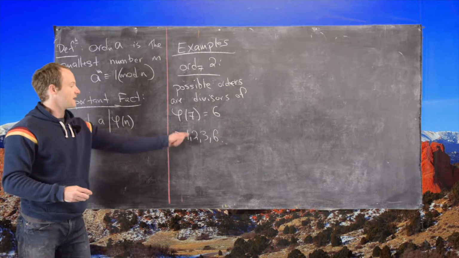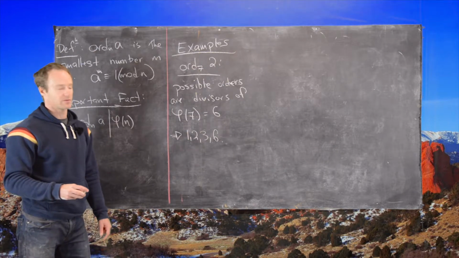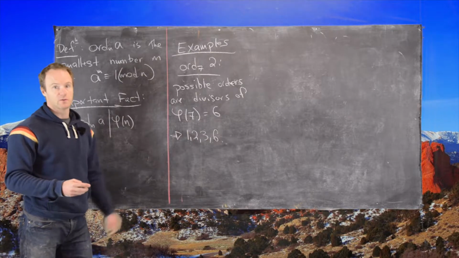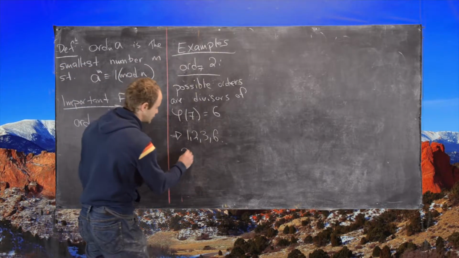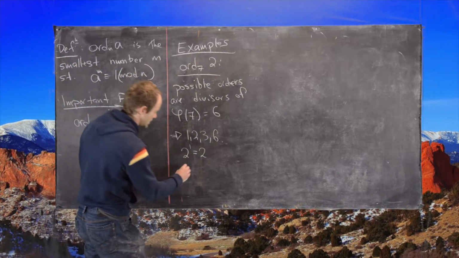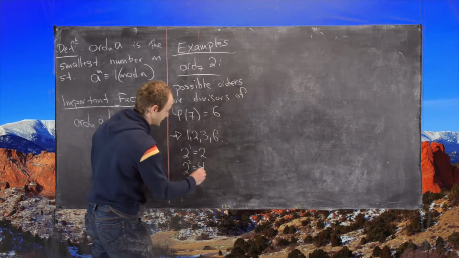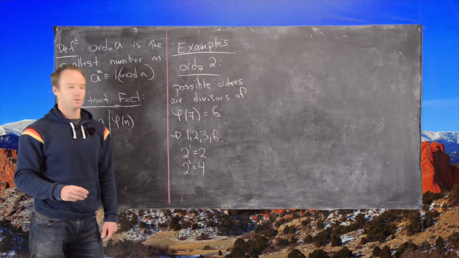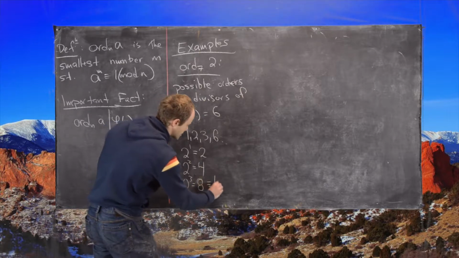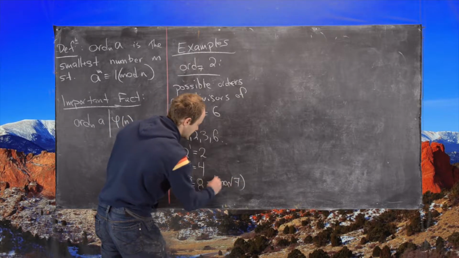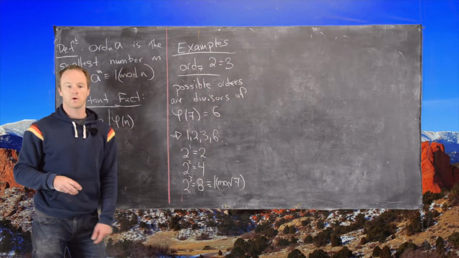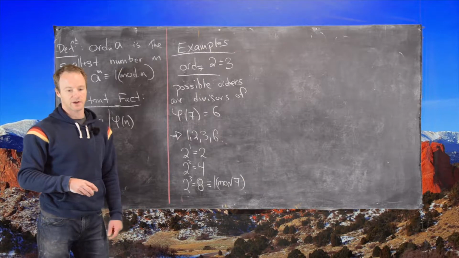Okay, great. So now we just need to check each of these numbers until we have discovered which one is the right order. So let's do 2 to the 1, which equals 2. That's obviously not equal to 1. 2 squared is equal to 4. That's obviously not equal to 1 mod 7. 2 cubed equals 8, which is congruent to 1 mod 7. So that means we're done. The answer here is 3. The order of 2 mod 7 is 3.